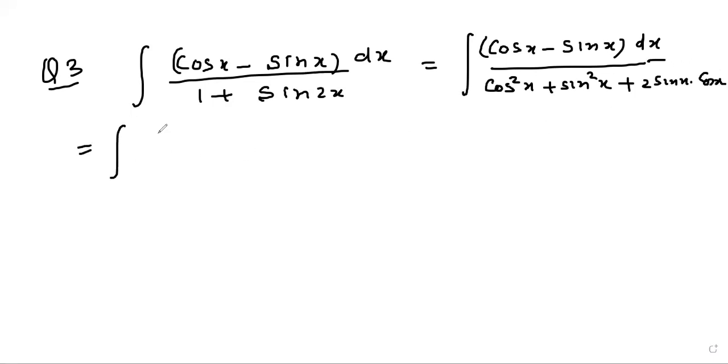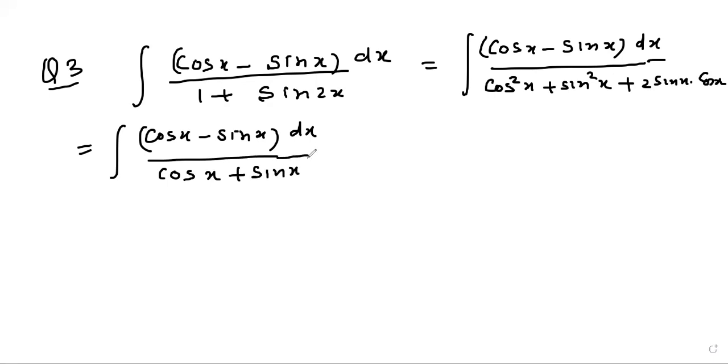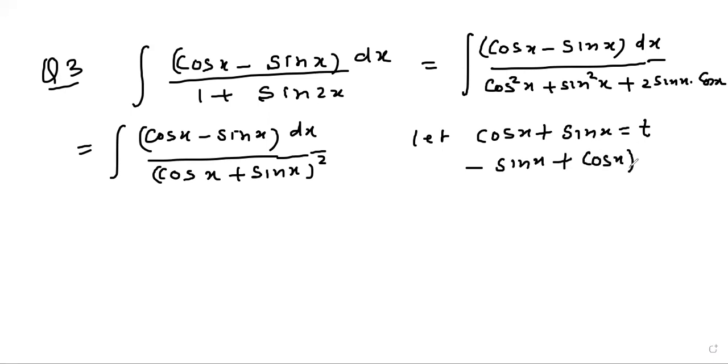which is equal to integration cos x minus sin x dx divided by cos x plus sin x whole square. Because cos square x plus sin square x plus 2 sin x cos x is cos x plus sin x whole square. Let cos x plus sin x equal to t. It will give minus sin x plus cos x dx equal to dt.